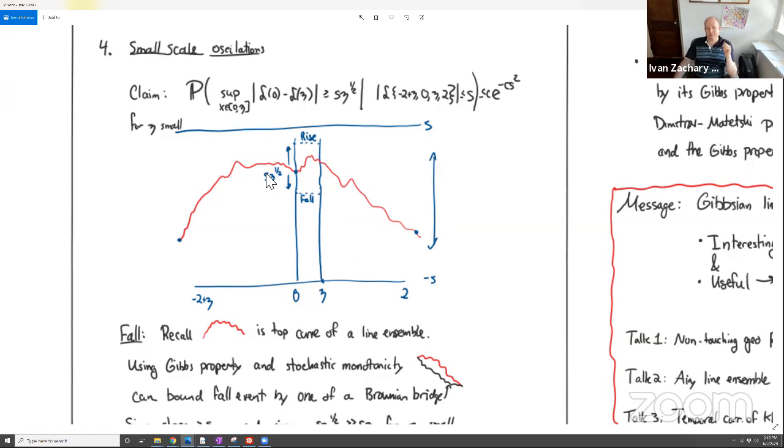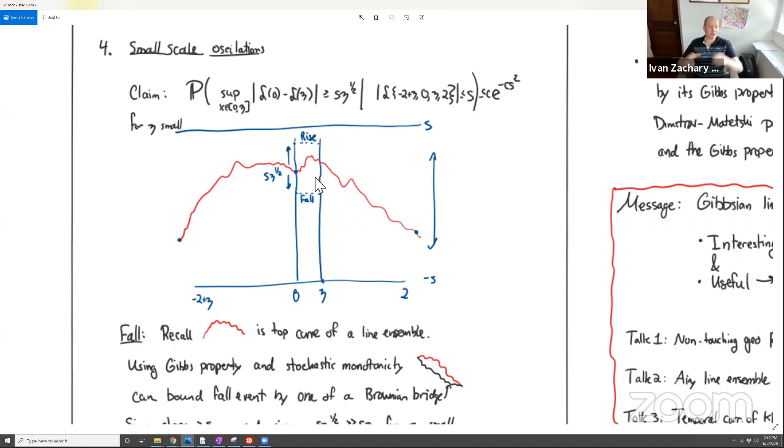Well, the good news here is that we know that the value at 0 is controllable. It's between -S and S, and we know that the value at 2 is also controllable. Or for that matter, at eta, but let's say at 2. So the probability that a fall occurs, that you really drop down, well, remember there's this second curve of the Airy line ensemble that's kind of propping up the first curve. But if we just remove the second curve, the top curve will drop at most to being a Brownian bridge.